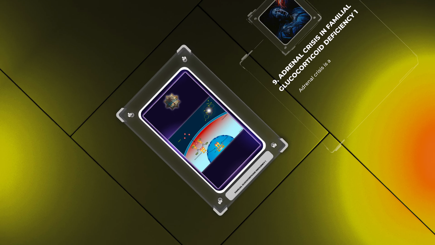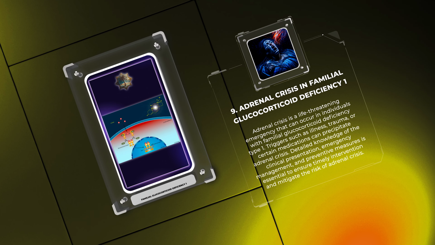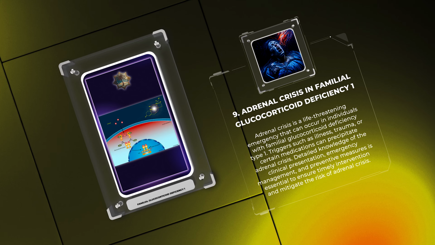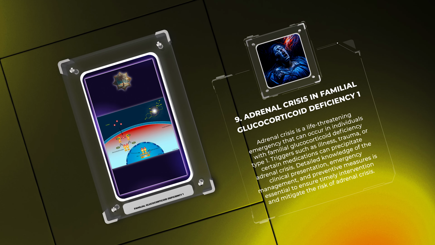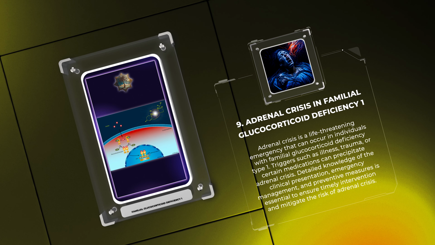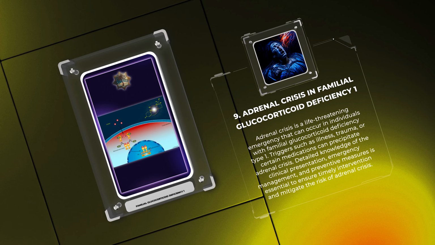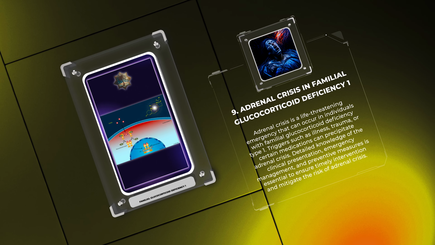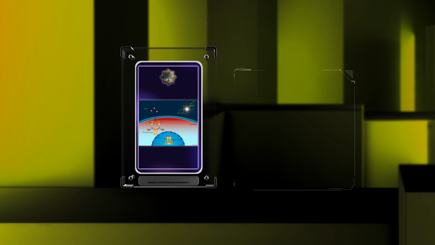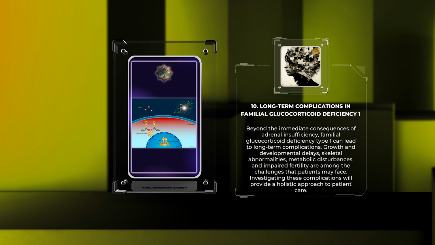Adrenal crisis is a life-threatening emergency that can occur in individuals with familial glucocorticoid deficiency type 1. Triggers such as illness, trauma, or certain medications can precipitate adrenal crisis. Detailed knowledge of the clinical presentation, emergency management, and preventive measures is essential to ensure timely intervention and mitigate the risk of adrenal crisis.